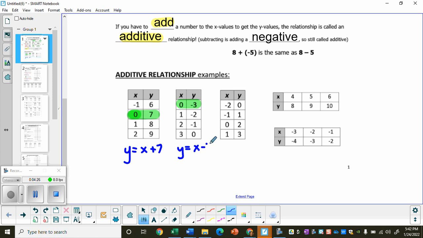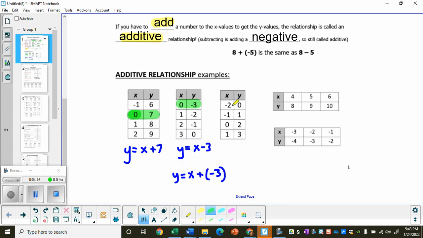Remember, I can call this additive because it's technically the same as if you were to see x plus a -3. Adding a negative number is the same thing as subtracting. But we're not going to see this. I'm not going to write it like this one down here. It's going to be written like x minus 3. All right, now for the next one.